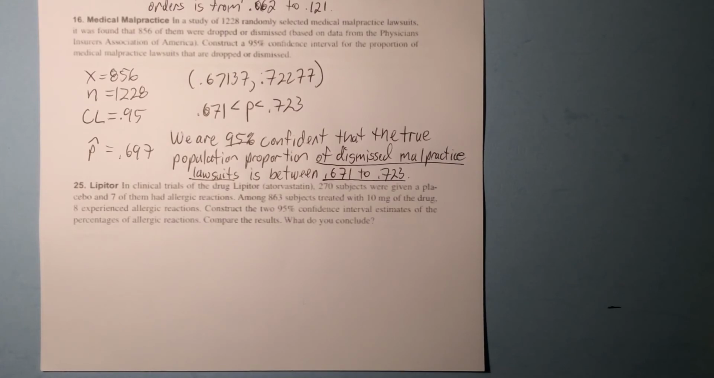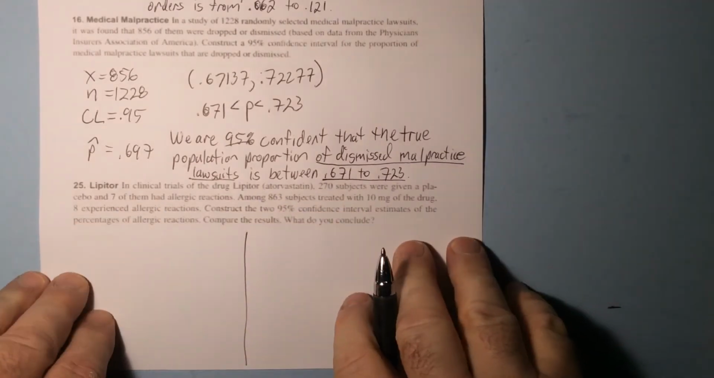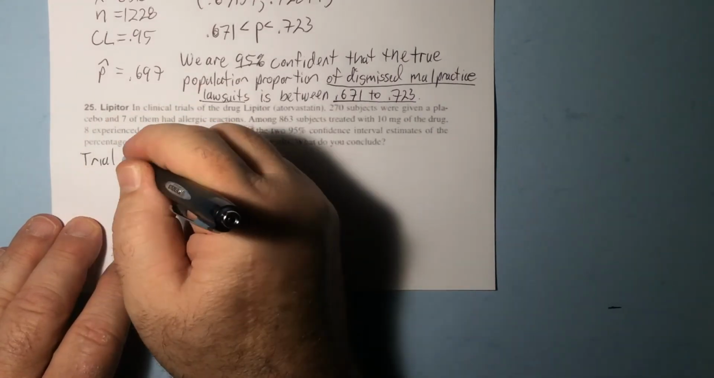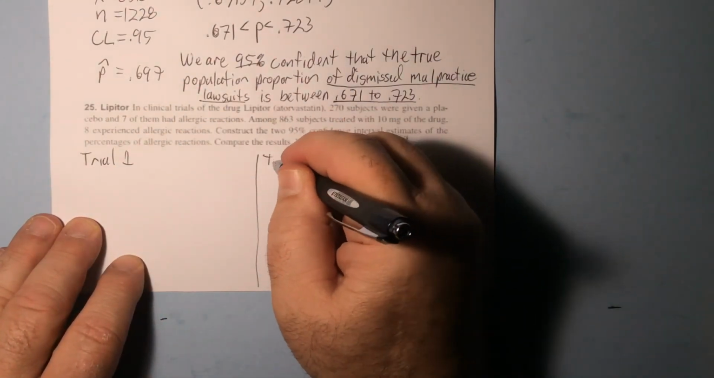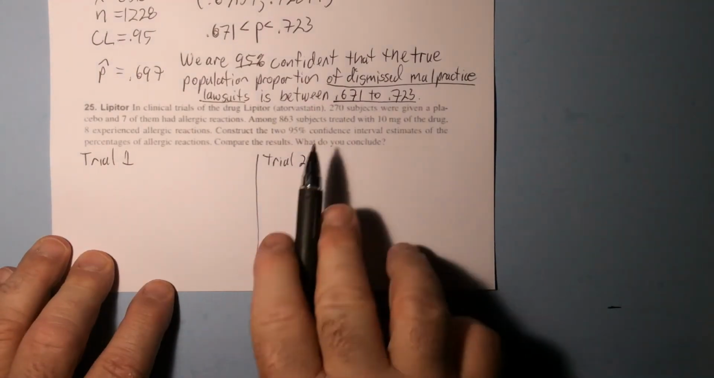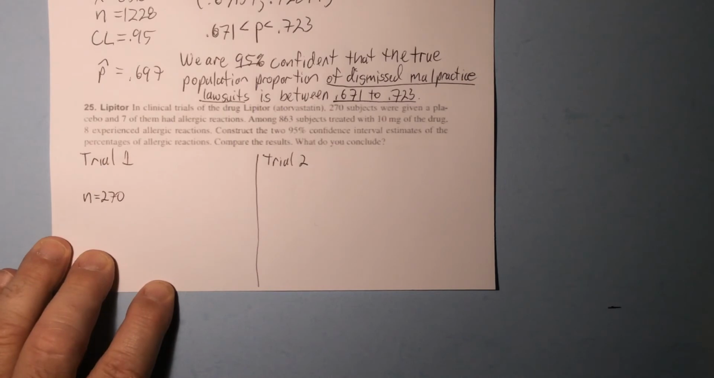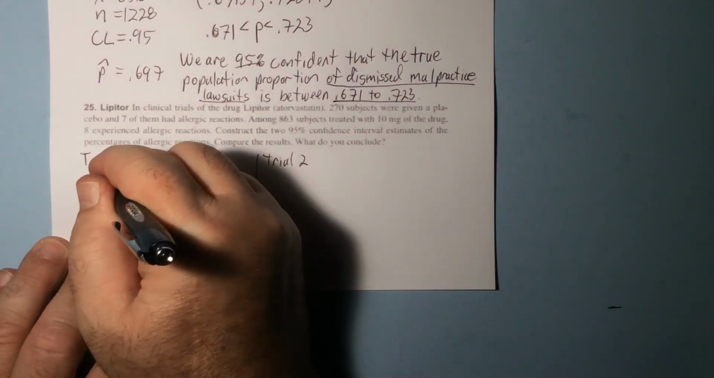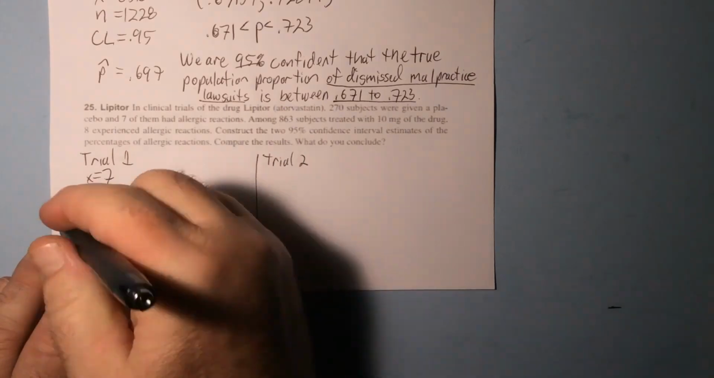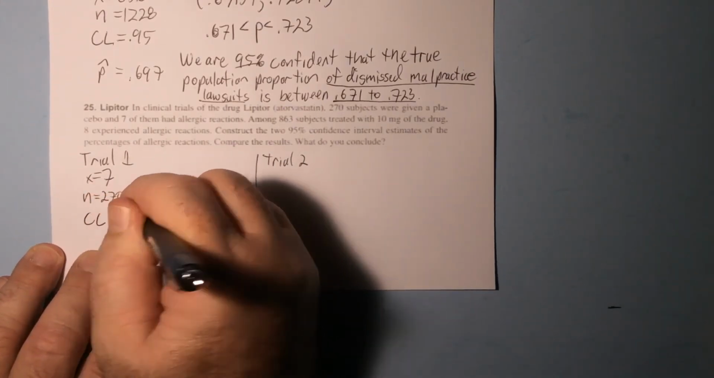But you'll notice that the first one's the same. So there are 2 trials. So let's go ahead and divide the paper up. This is going to be trial 1. It's going to be trial 2. So in trial 1, the N is 270. The X is 7. And I believe it's 95% confidence again. So C level, CL is equal to 0.95.